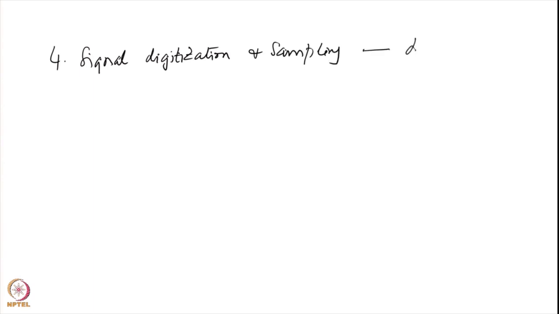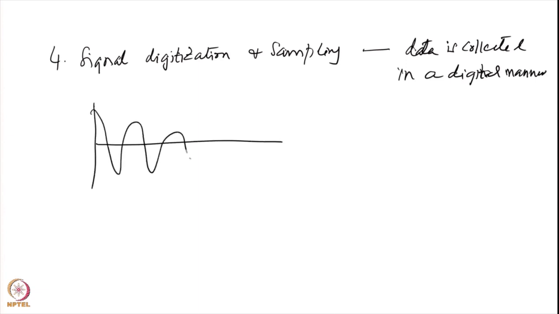So this is because data is collected in a digital manner. In other words, if my FID is like this, I will be collecting data here, here, here, here, here, and so on. So digitally it is collected with time intervals in between. Okay? So this is called signal digitization. The time between two consecutive points has to be the same, and let me call this the dwell time. So this is the time between two consecutive points.